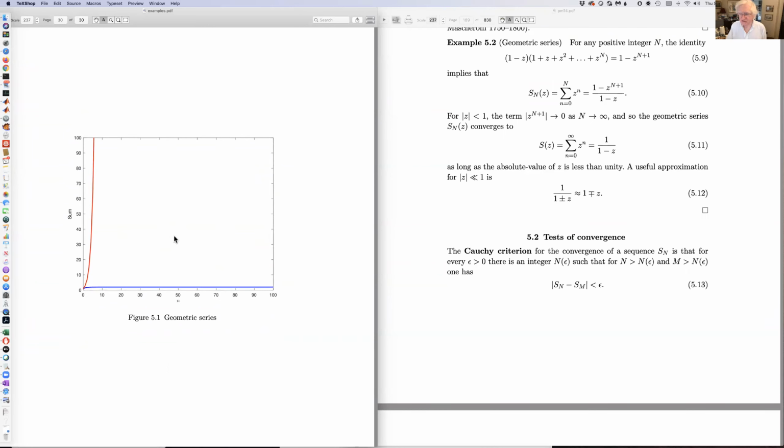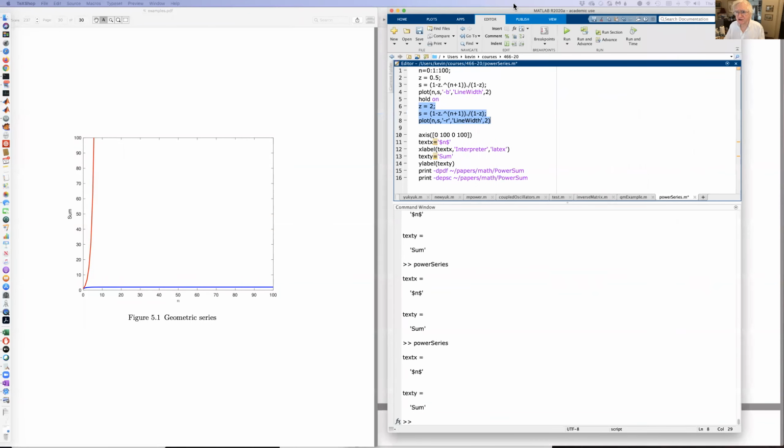So you can play with this further and add other plots for various values of z. For example, you could choose z equal to 0.9 or 1.1. In fact, if you want, I'll do this on the fly. So let's see if I can do this. Let me show you on the screen so you can see it.